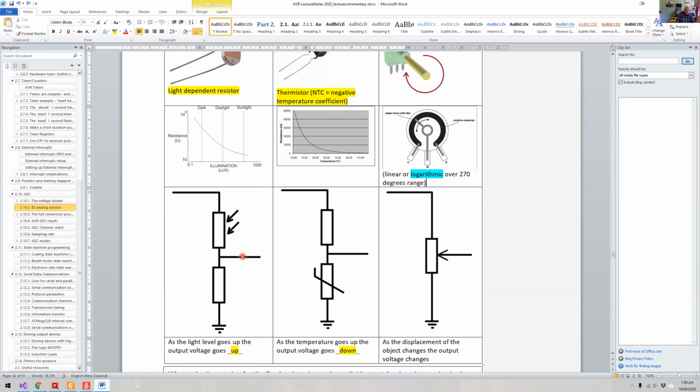So what that means is that this voltage in a voltage divider will change depending on how the value of this resistance has changed. If you're going to use a capacitive sensor, then it's going to require a different circuit.